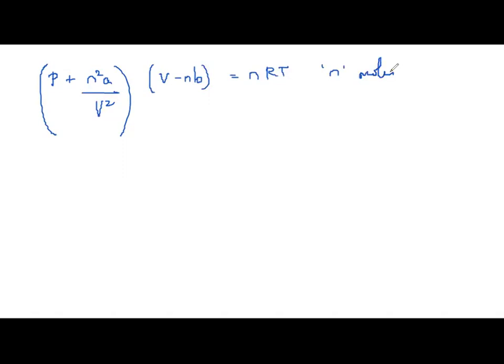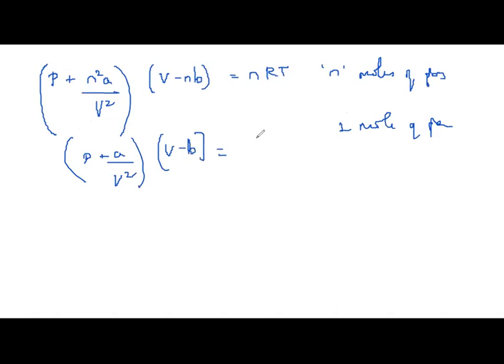He gave the equation as (P plus n squared a by V squared) into (V minus nb) is equal to nRT. This was for n moles of gas. If you take 1 mole of gas, the equation becomes (P plus a by V squared)(V minus b) is equal to RT. Compare it with the form PV equals nRT. So he made a correction.